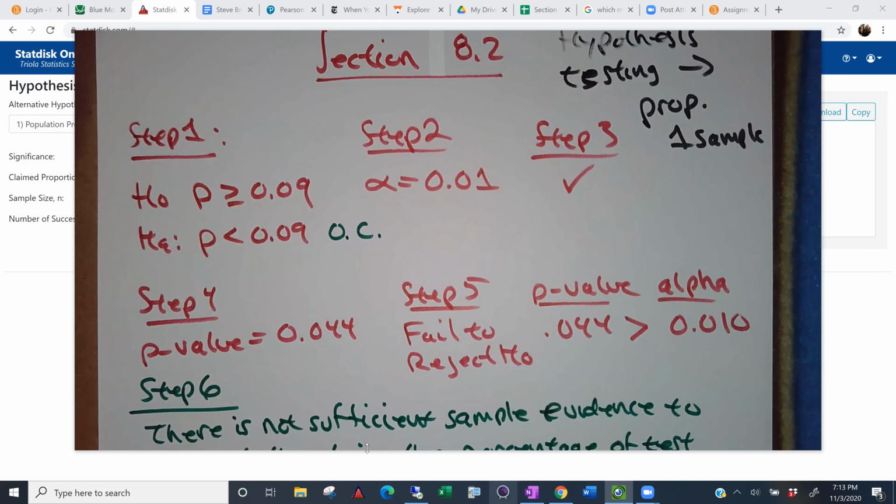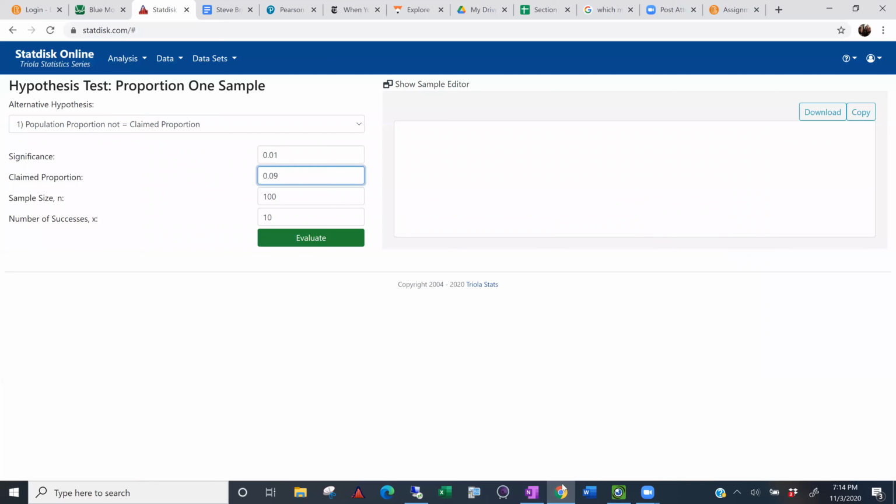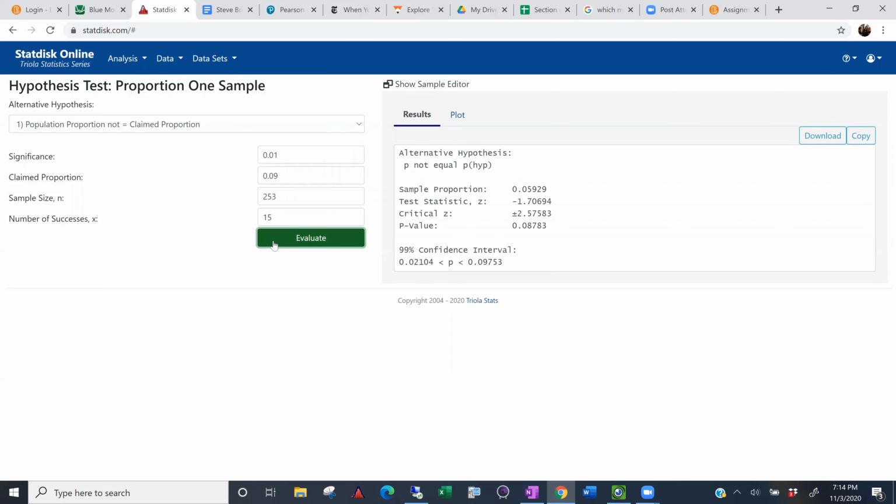We need the sample size. I think that was 253, but let me just double check that. Yeah, it's 253. And of those, 15 experienced headaches. So that's, perversely, the number of successes in this particular problem. So sample size was 253. Number of successes was 15. When you get all that in, click evaluate and let Statistic do its magic.